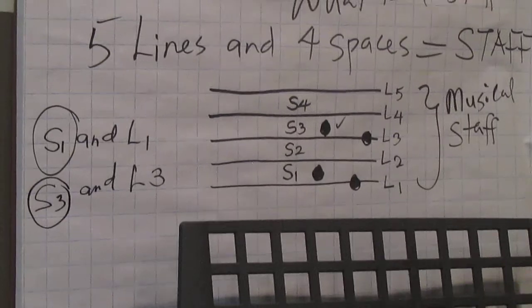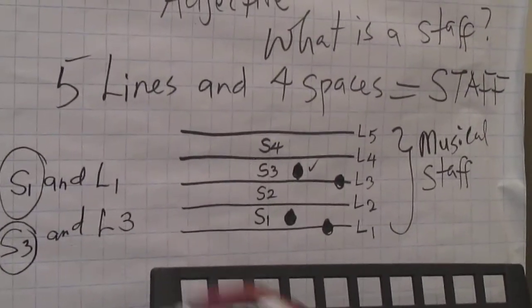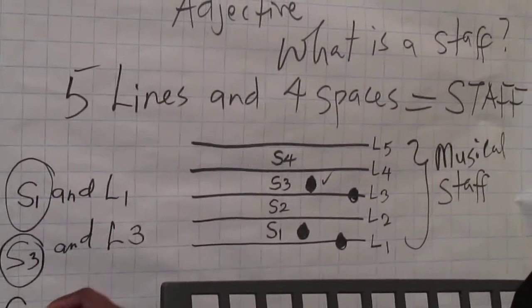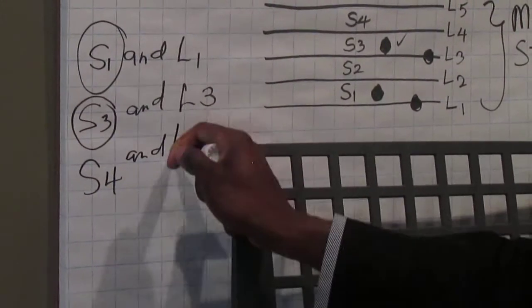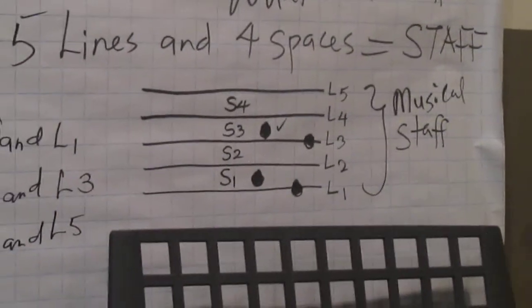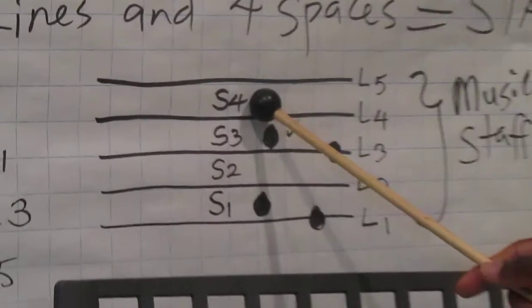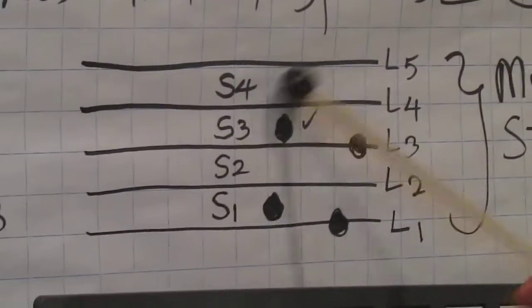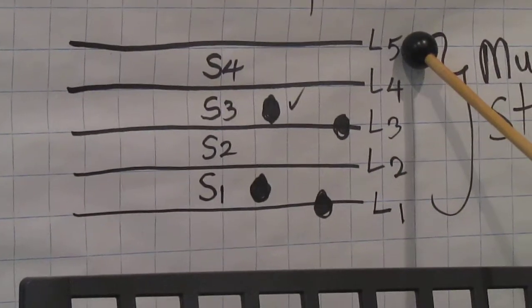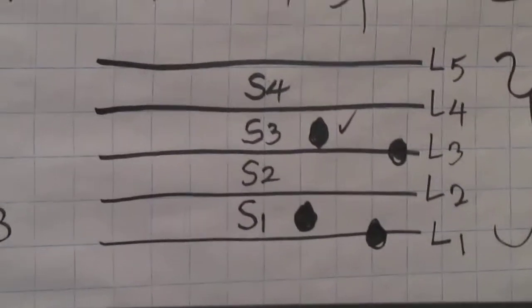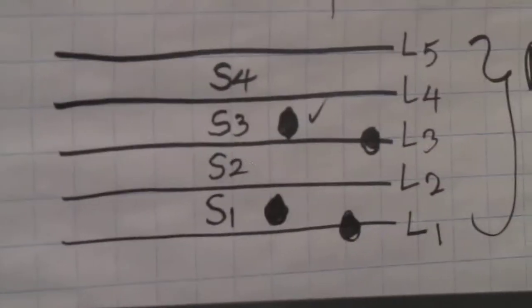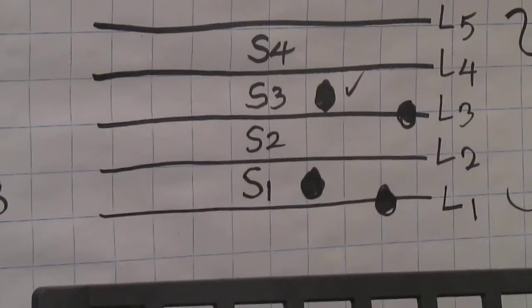Let's compare L5 and S4. Let's compare those together. Now, this is space note 4, the fourth space note, and this is the fifth line note. And for information again, the line notes go up to 5, the space notes only go up to 4. Okay? So we have L5 and we have S4.